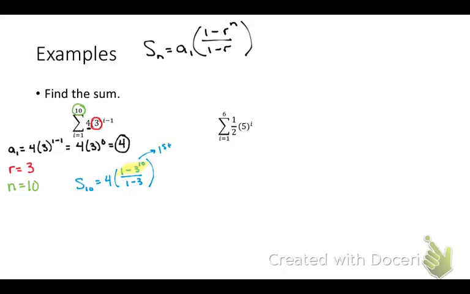Do this first. So if I go 1 minus 3 to the 10th power, I get negative 59,048. The second thing I want to do is the bottom side of my fraction. So what's 1 minus 3?